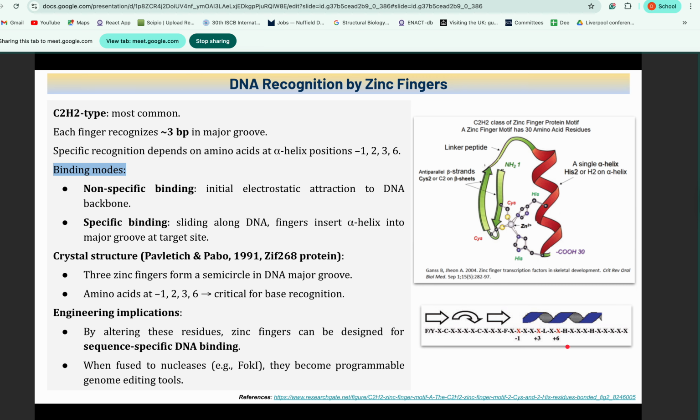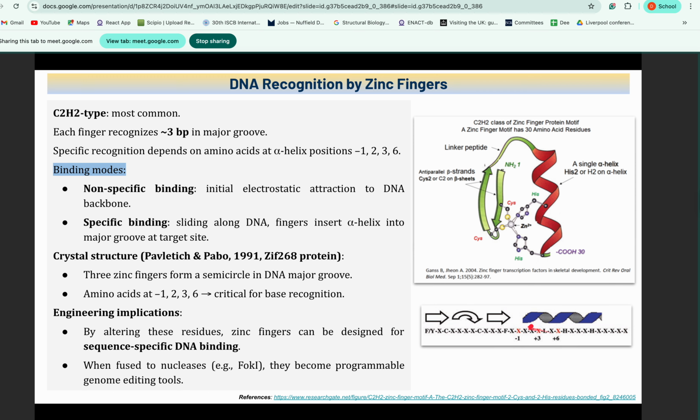So similarly, we have seen that these residues are responsible to decide to which region in the DNA they'll bind. And if we talk about engineering, whenever you are designing them for specific purposes, by altering these residues, zinc fingers can be designed for sequence-specific DNA binding.